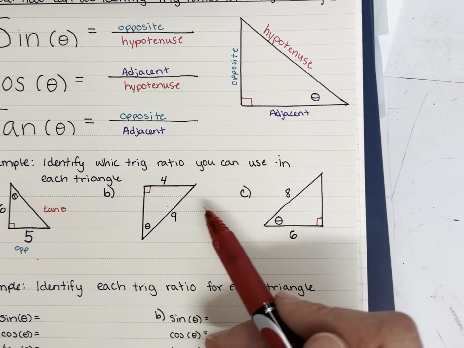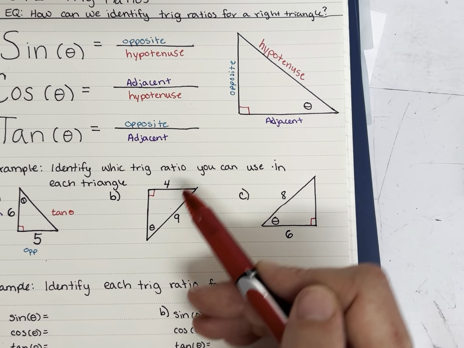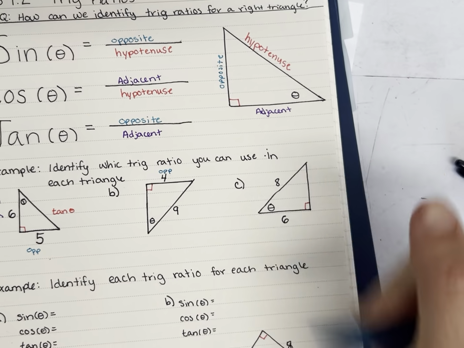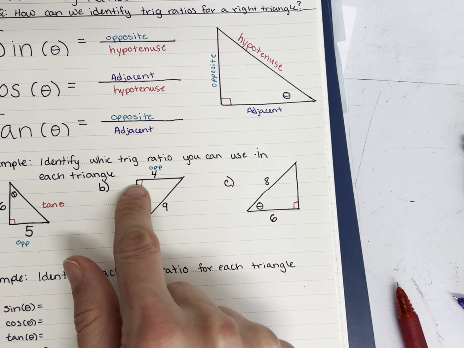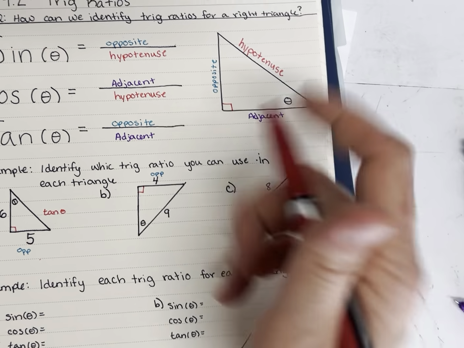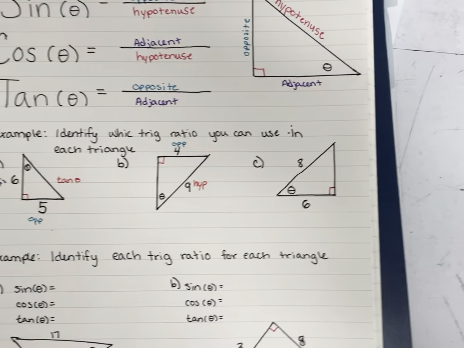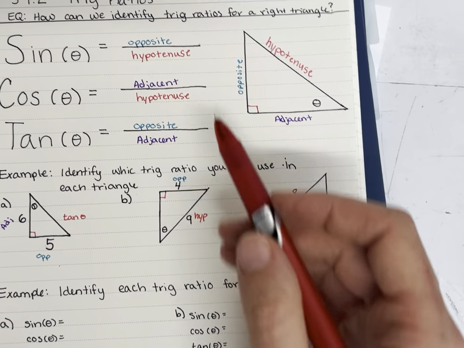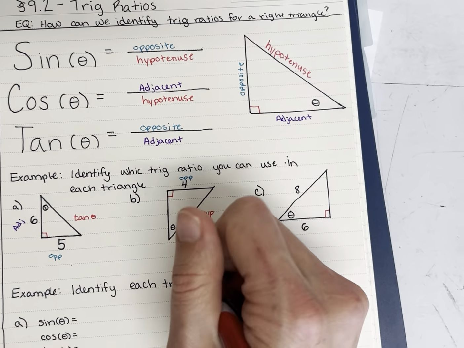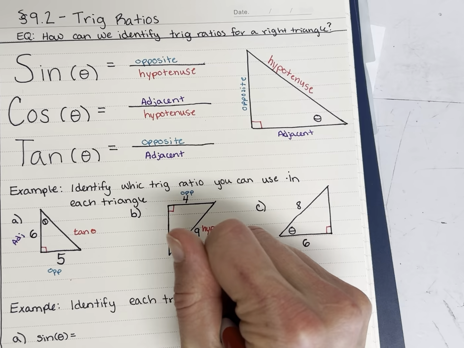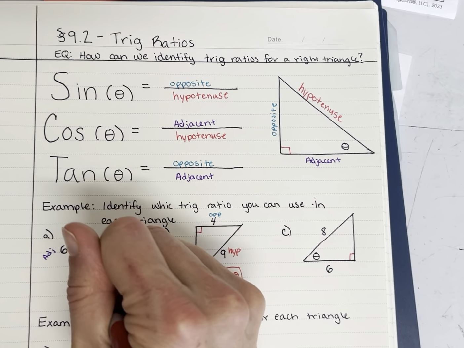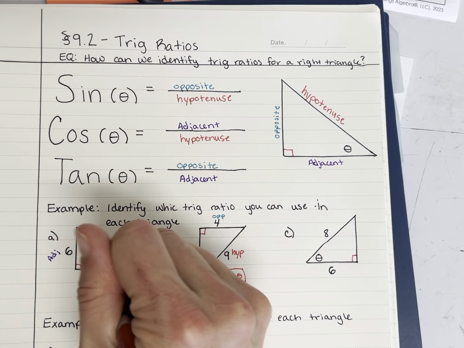Over here, we're going to do the same thing. I have theta, which is right here. 4 is across from it, so 4 is my opposite side. 9 is next to it, but it's also the hypotenuse of the triangle. So it's not the adjacent, it's the hypotenuse, or HYP. To identify which trig function I use: well, I have my opposite and I have my hypotenuse. Sine uses the opposite and hypotenuse, so we would say sine theta. And we're going to box these so it's clear that those are our answers, not just me writing things next to it.